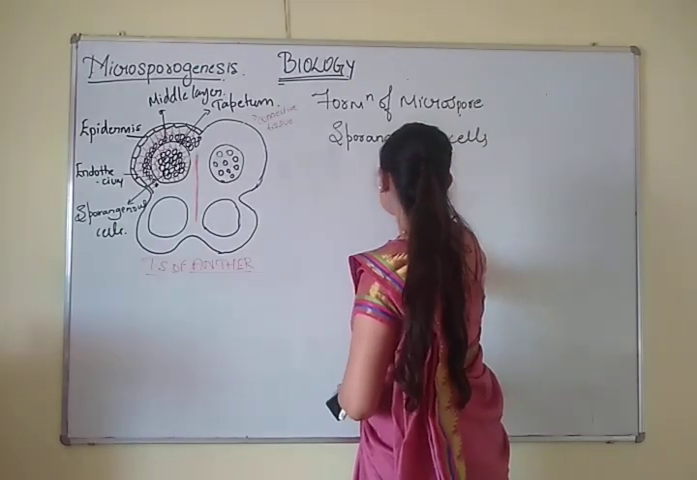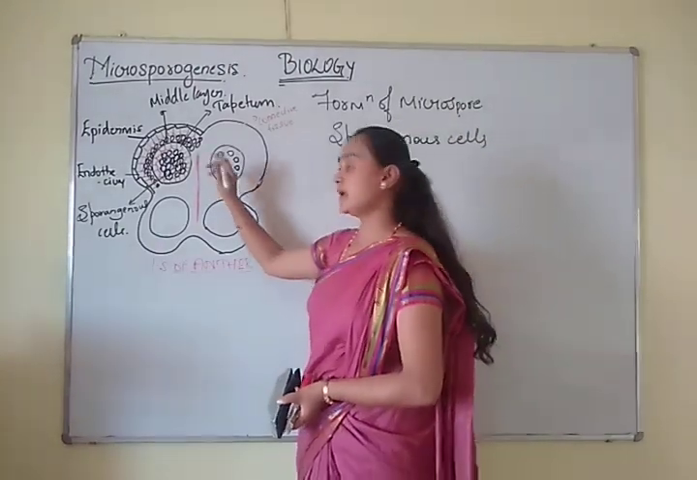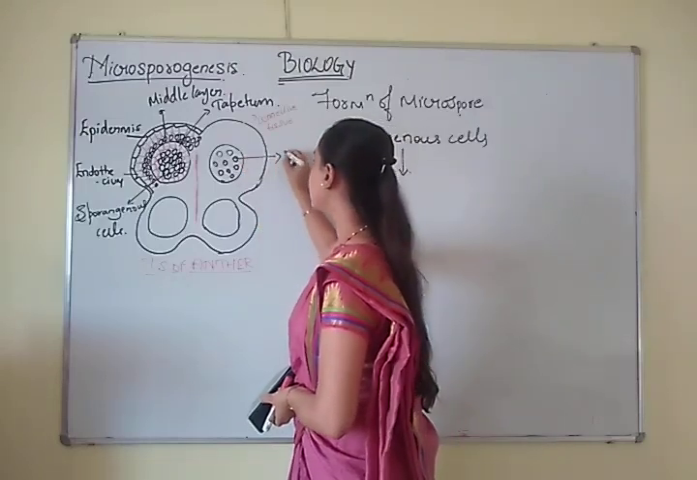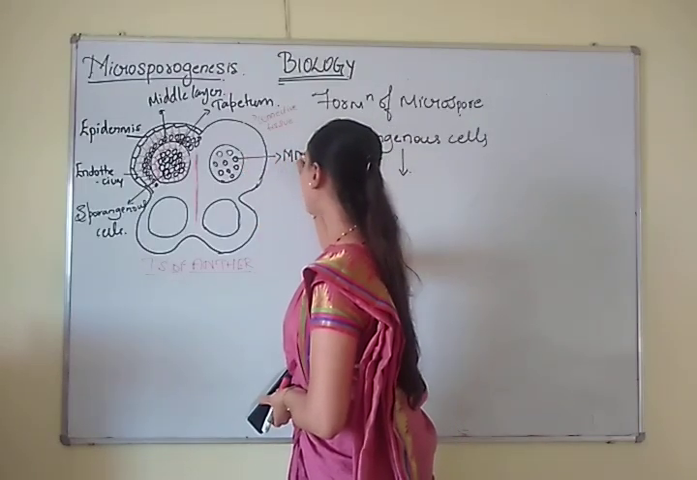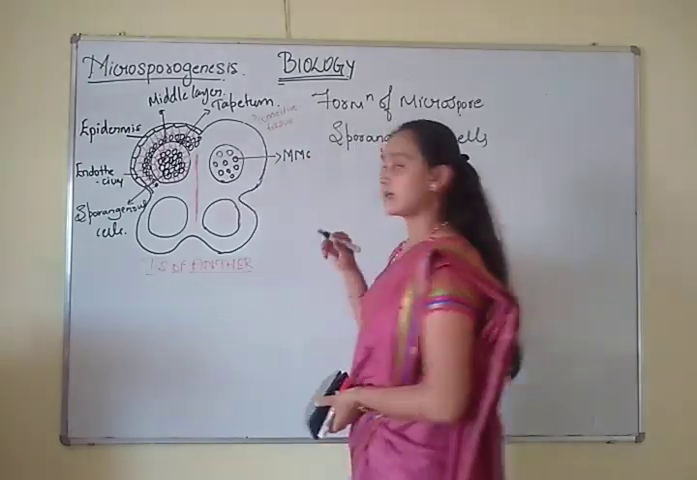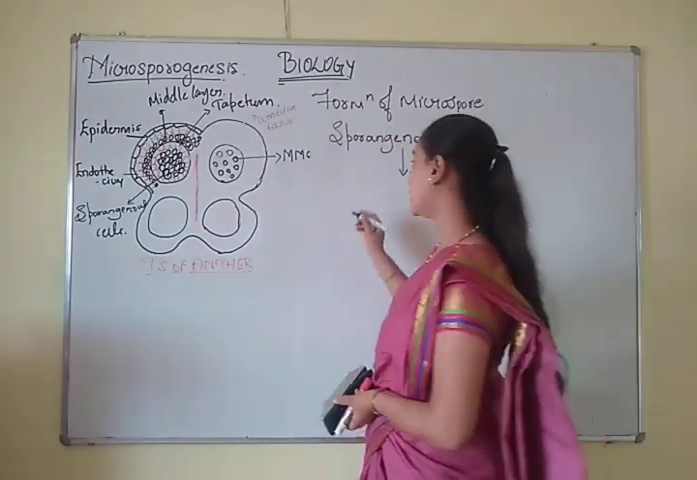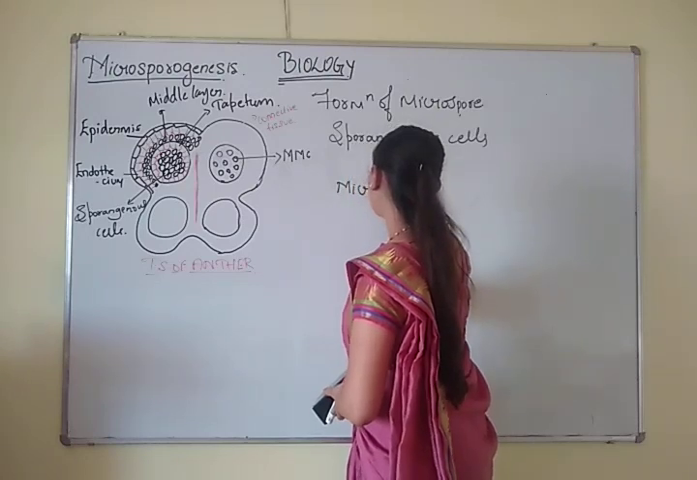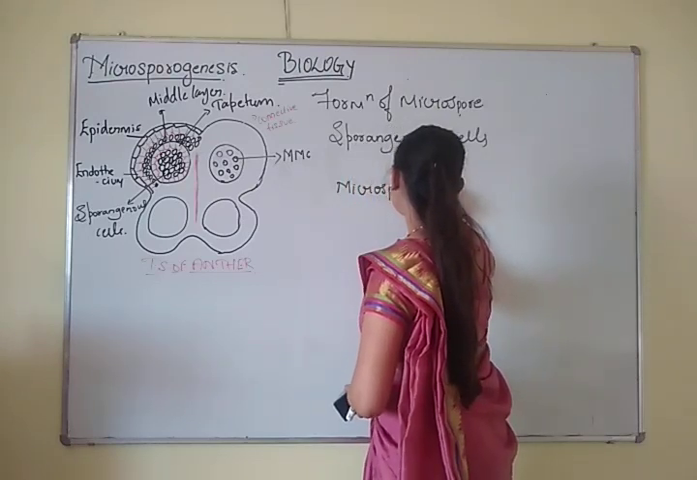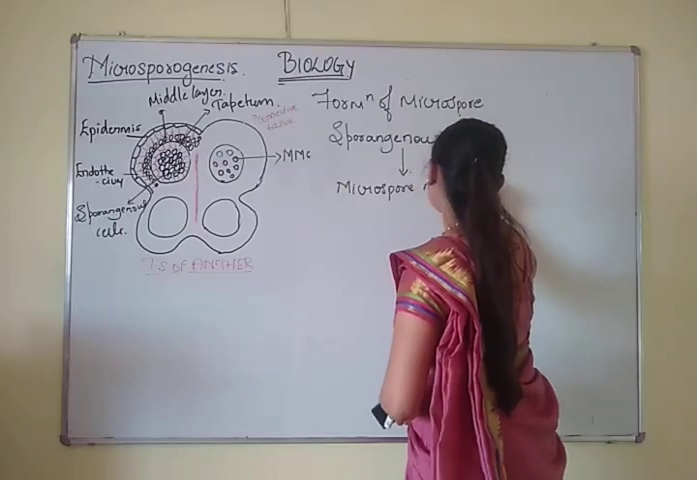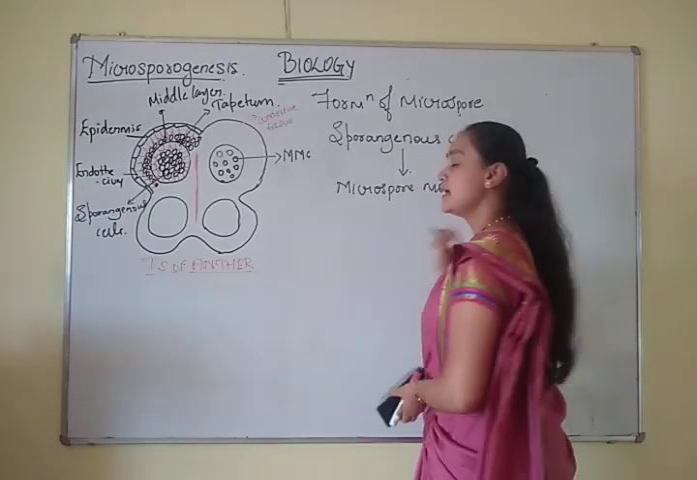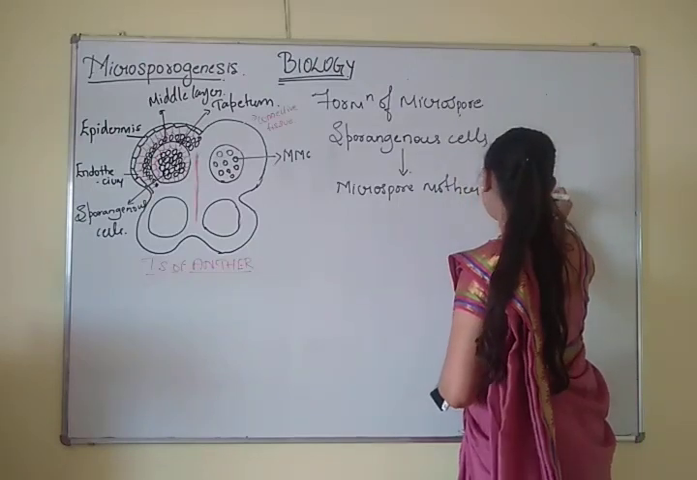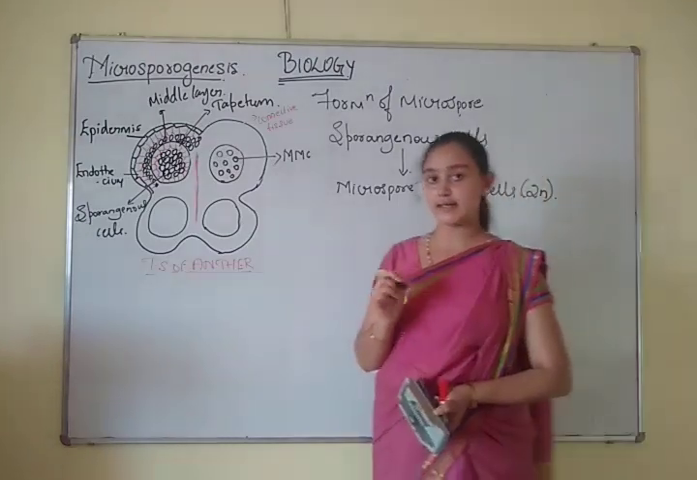So now it is being loosely arranged. This structure is called a microspore mother cell. Again, the sporogenous cells, in the next step, will convert into microspore mother cells. These microspore mother cells are diploid in nature. Okay, it is diploid in nature.